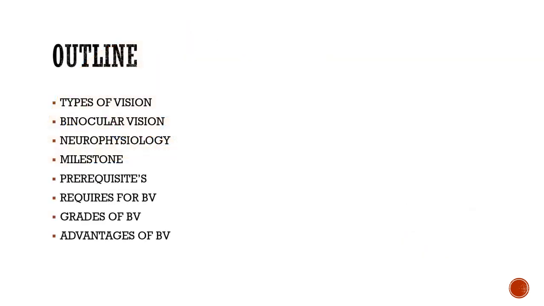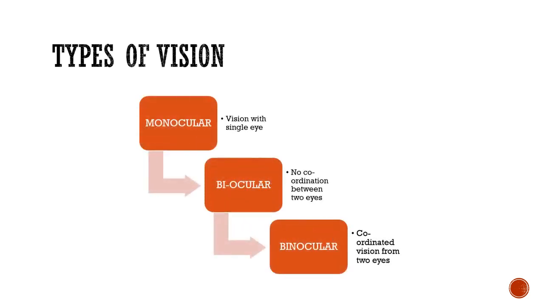So today we'll be seeing what the types of vision are, what we mean by binocular vision, a little bit of neurophysiology, the milestones of BSV, the major prerequisites and requirements for BV, the grades needed in BV, and the advantages of BV. Before going into what BV is, we'll see what the types of vision are.